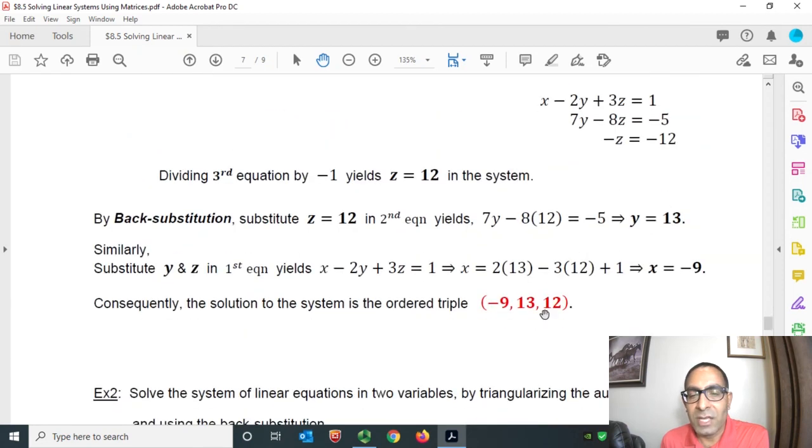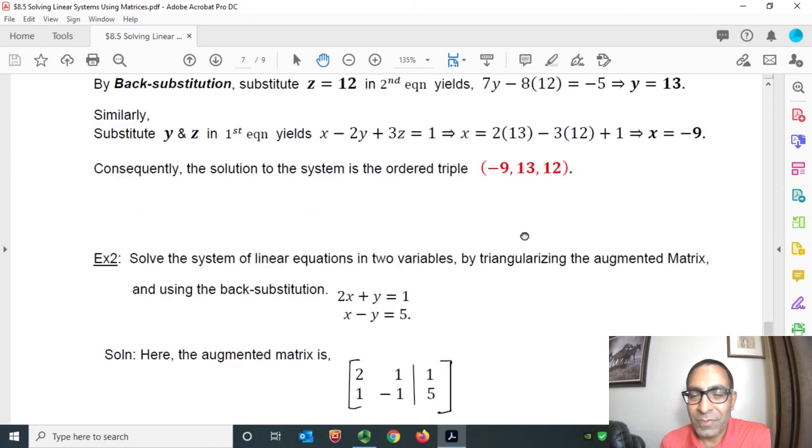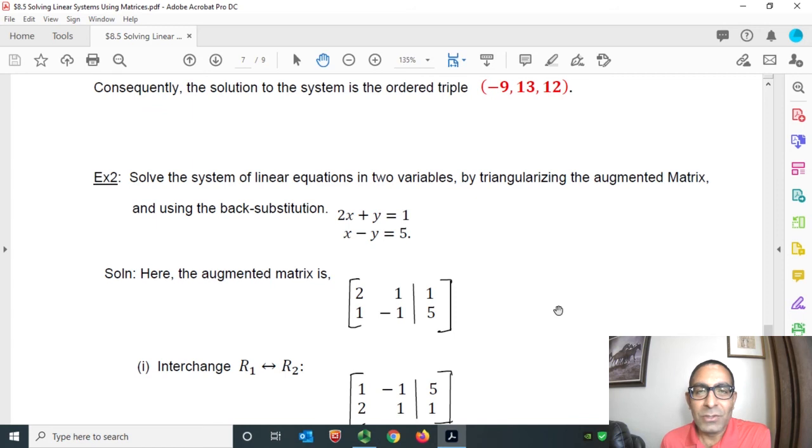We got the same answer. I hope this makes sense to you all. Great. So now let's move on. Now example 2. Solve the system of linear equations in two variables.